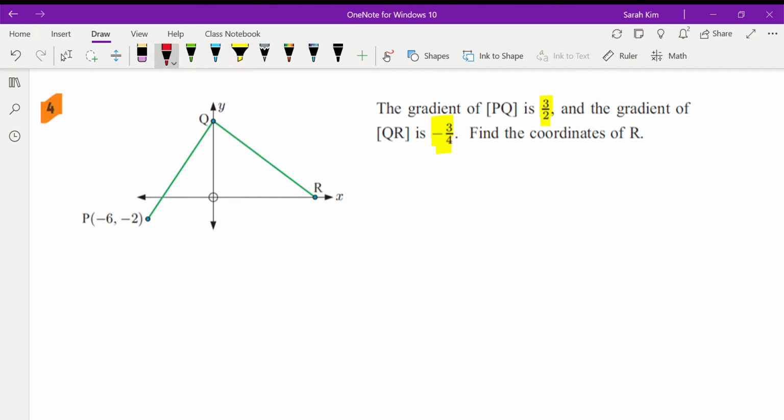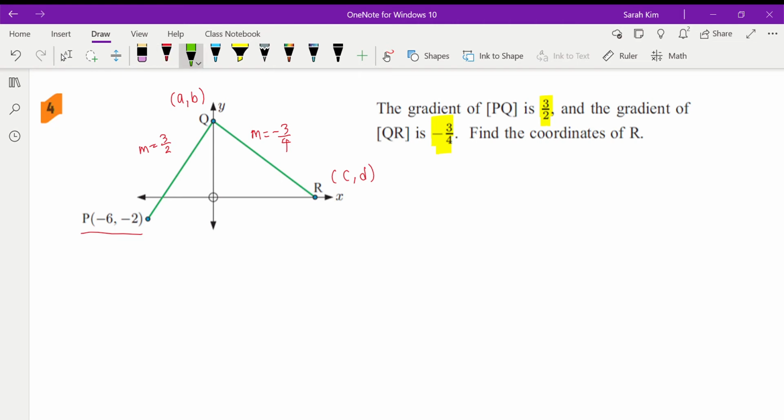What I do know is for PQ, m is 3 over 2, and for QR, my m is negative 3 over 4. Now they almost look perpendicular, but looking at the m's I can tell that they are not, because they are not exactly the negative reciprocal. So first, I know this point P, I don't know anything else, so I should first find my Q coordinate and then find the R coordinate. So it's kind of like a two-step process.